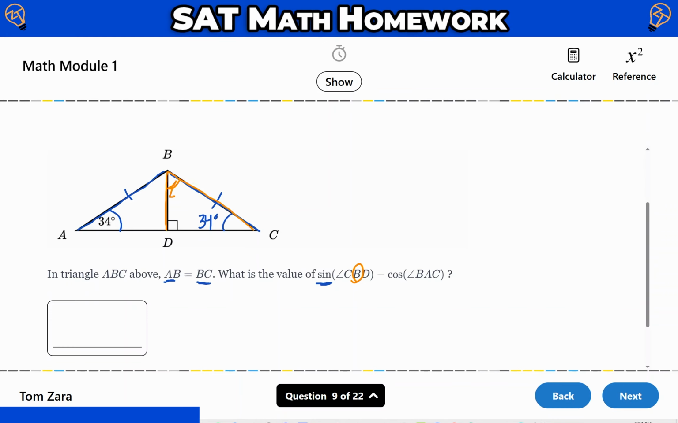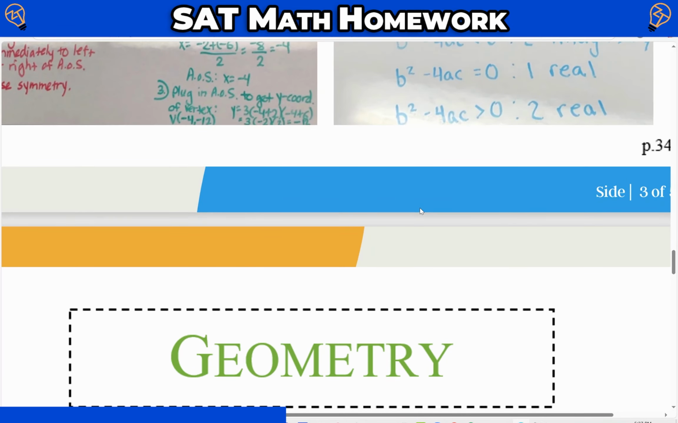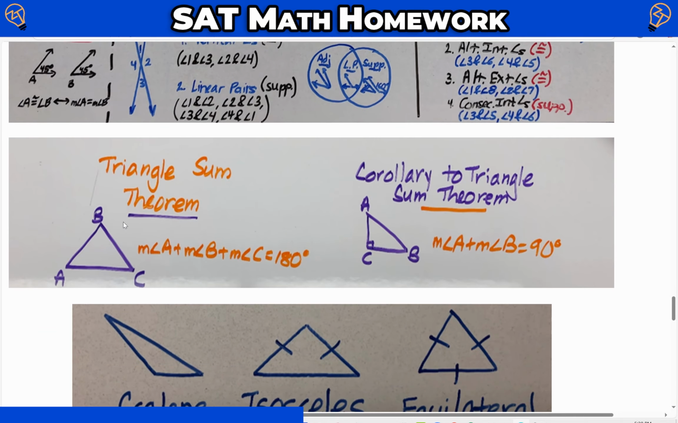I'm going to put angle 1, and then we're going to subtract the measure of angle BAC, specifically cosine from that angle. So we're going to go to BAC, which we already know is 34 degrees, but I'm going to put angle 2 there just to make it really clear. And the important thing to know is if we go to page 34, specifically side 4 of the math reference document, notice according to triangle sum theorem, we all know that the sum of the three interior angles of a triangle is 180.